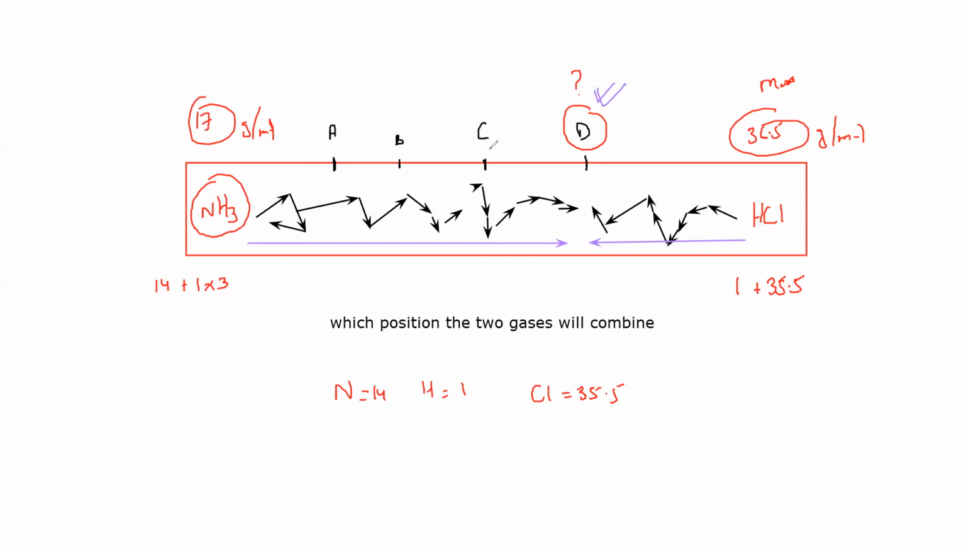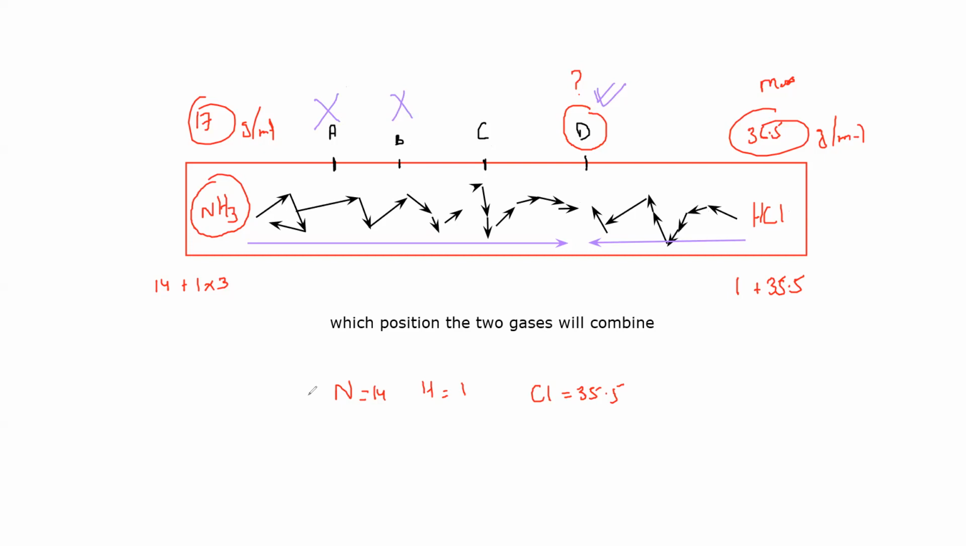Why not C? Because C is exactly the center. If both gases had the same mass, then they would join or combine at point C. A and B are totally wrong. Why are A and B totally wrong? Because HCl cannot diffuse faster or move faster. That's why the two gases cannot join at point A or B.